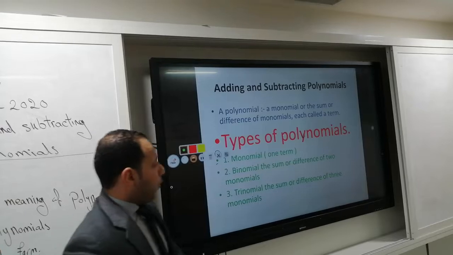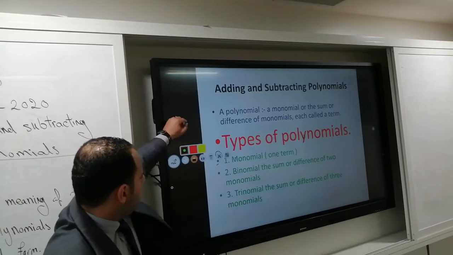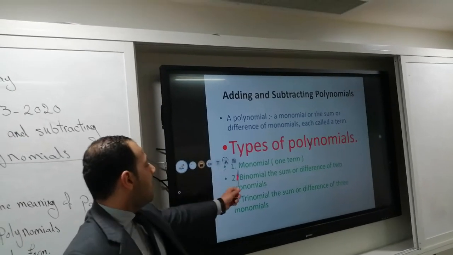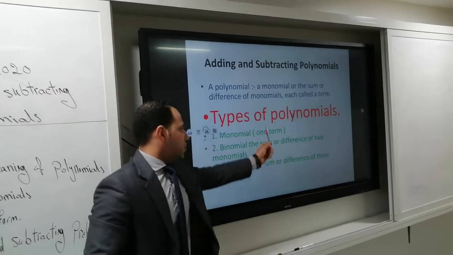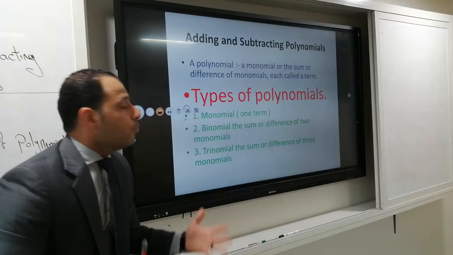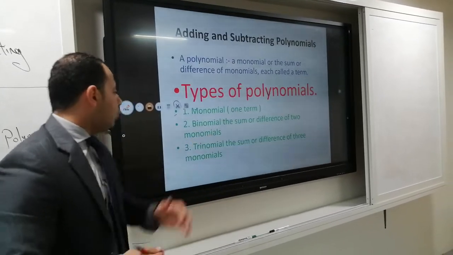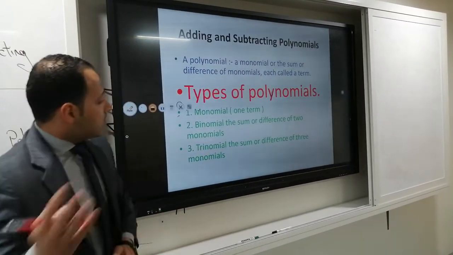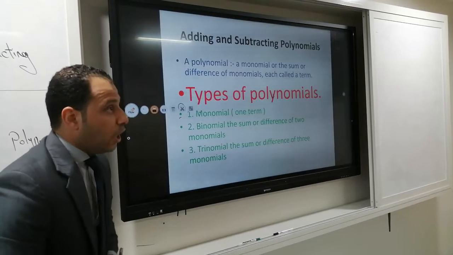As you see, we have types of polynomials. What are the types of polynomials? The polynomial may be a monomial, which consists of one term, a binomial, which is the sum or difference of two monomials, or a trinomial, which is the sum or difference of three monomials.